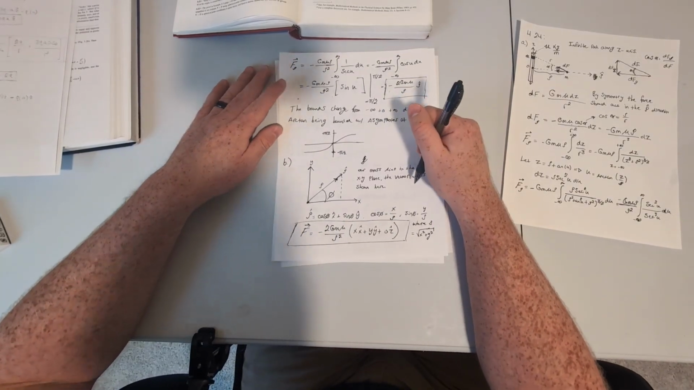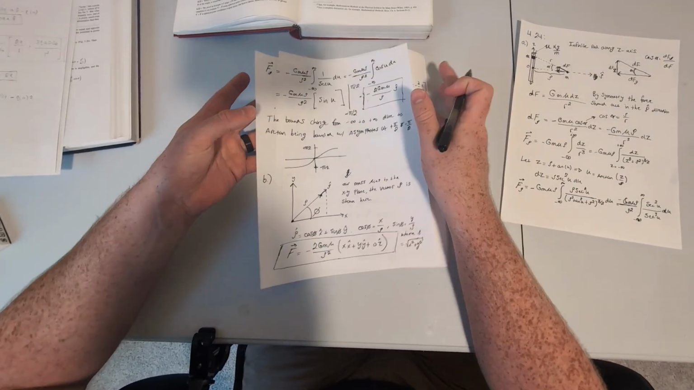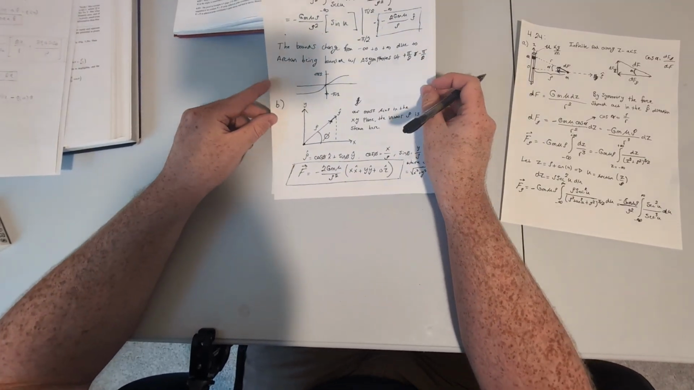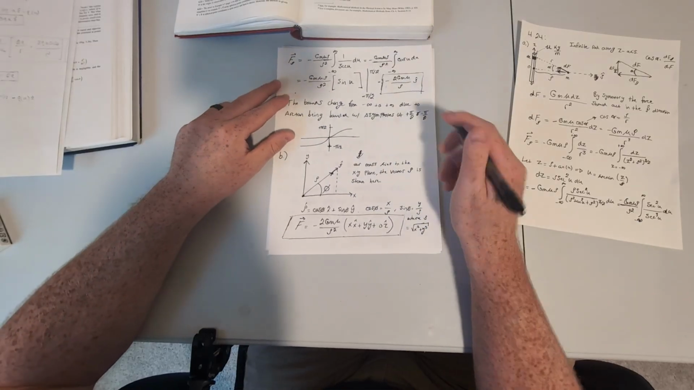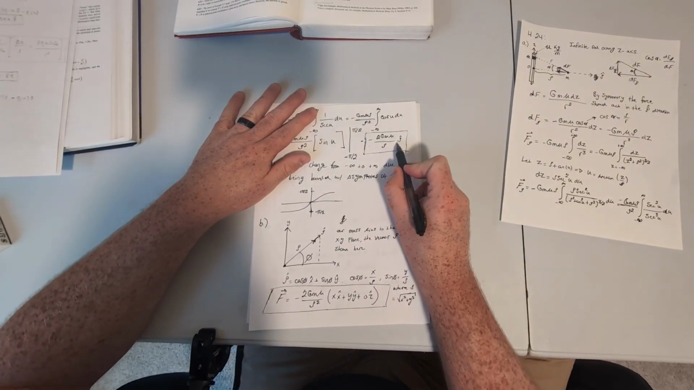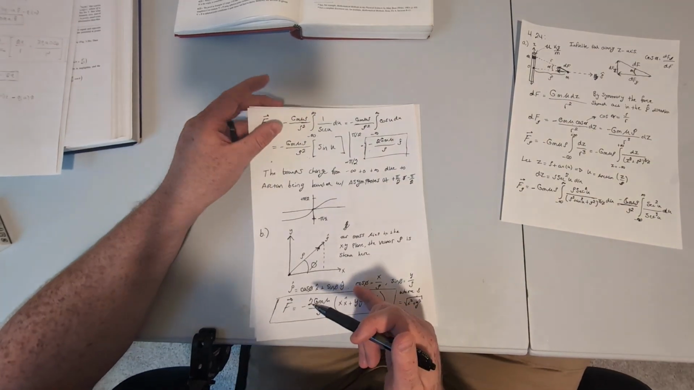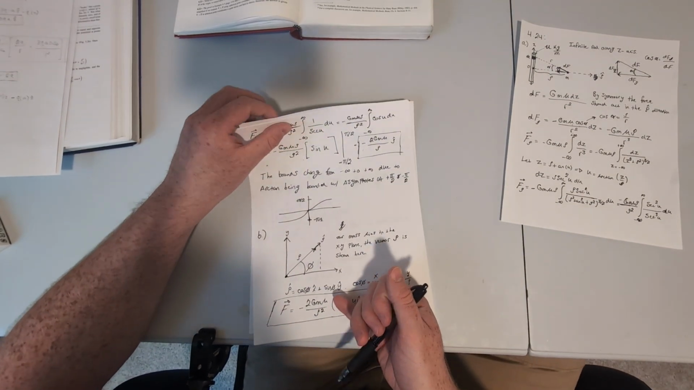So that's part A. Part B requires us to write our force in Cartesian coordinates, which is not hard. Right now, this force right here is written in cylindrical coordinates, rho, right? Our cylindrical coordinates are rho, phi, and z.